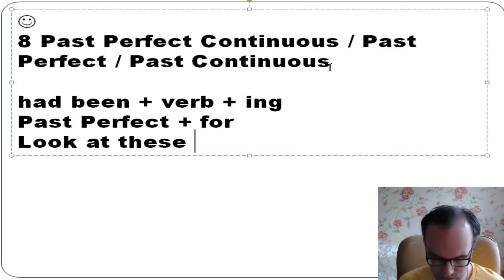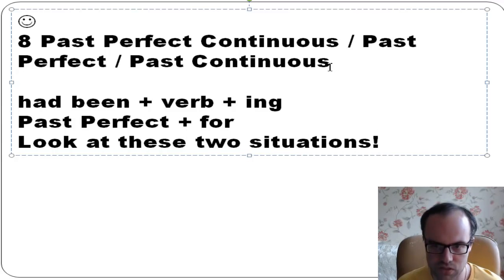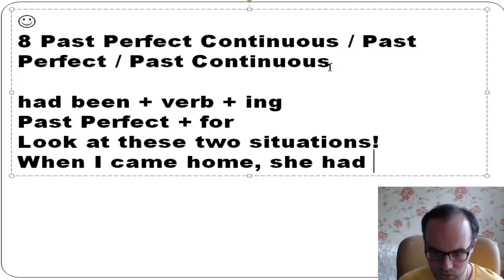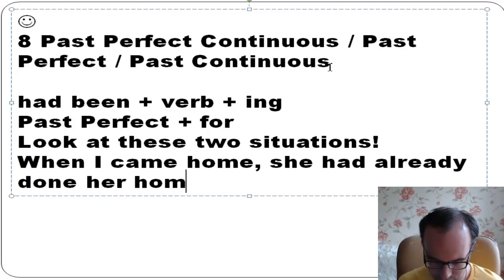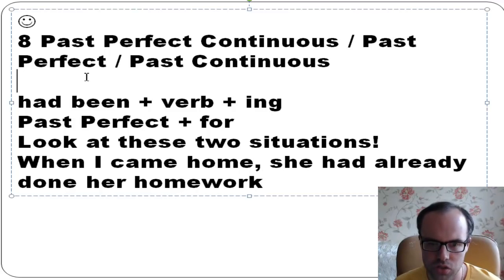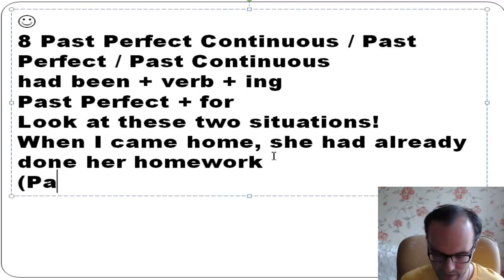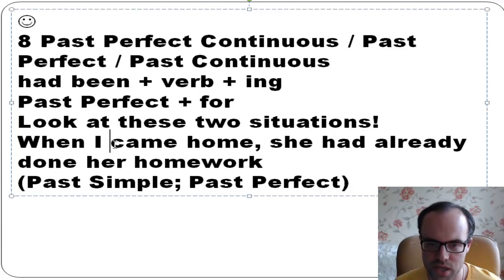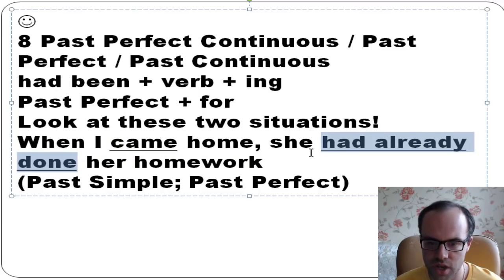Please look at these two situations. When I came home, she had already done her homework. So it's the first situation. So you see that we have past simple and past perfect. So I came home. It's about the past, and the second action happened earlier. So we use past perfect. Had already done her homework.